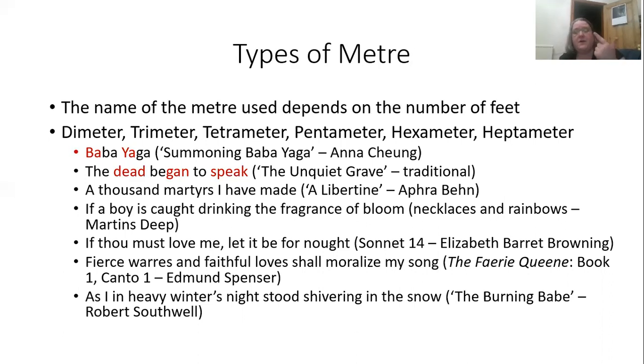Let's have a look at the next example. Do our counting. 1,000 martyrs I have made. 8 syllables. That's likely to be a tetrameter, a duple tetrameter with each foot having 2 syllables. Let's check. Yeah, 1,000 martyrs I have made. Now, I've also put in an example of a tetrameter with feet of 3 syllables, so a triple. Let's have a look at this one by Martin's Deep. If a boy is caught drinking in the fragrance of bloom. So there are 4 feet, you can see 4 stressed syllables, 4 feet of 3 syllables each.